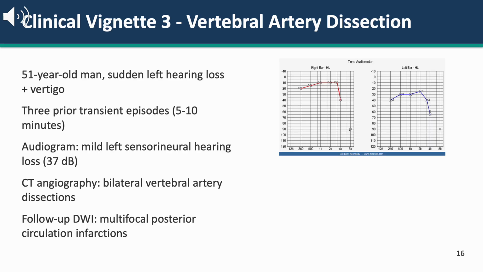MRI diffusion-weighted imaging was initially normal, but perfusion-weighted imaging showed territorial perfusion deficits in the left posterior inferior cerebellar artery and anterior inferior cerebellar artery territories. Brain CT angiography revealed occlusion of the left intracranial vertebral artery and multifocal stenosis of the right intracranial vertebral artery consistent with vertebral artery dissections. Follow-up imaging 3 days later showed multifocal infarctions involving the upper cerebellum and occipital lobe.